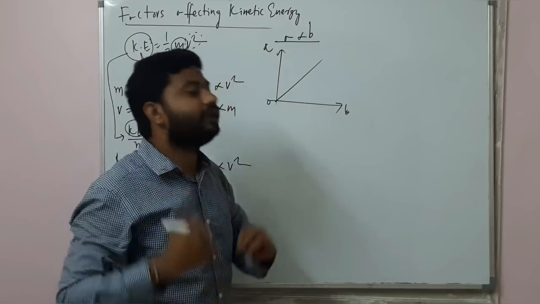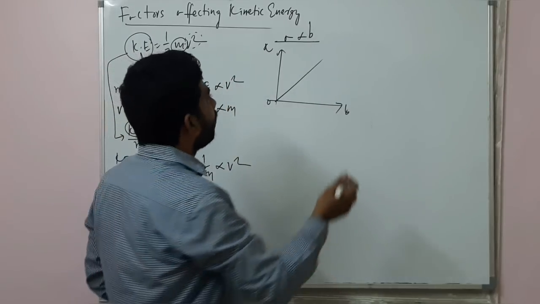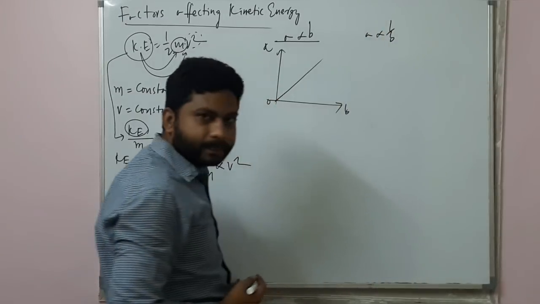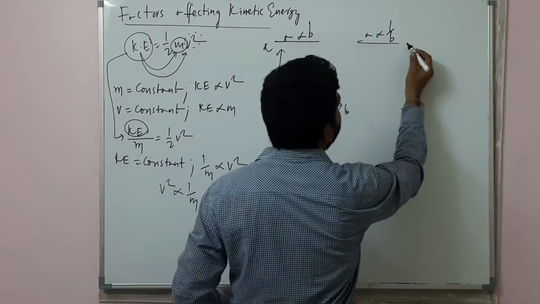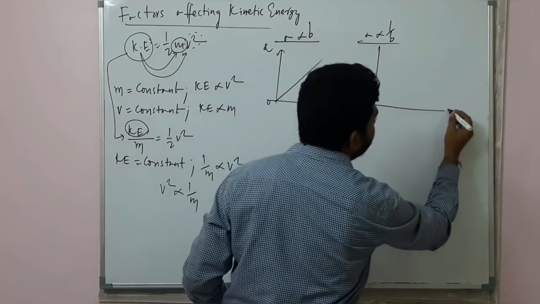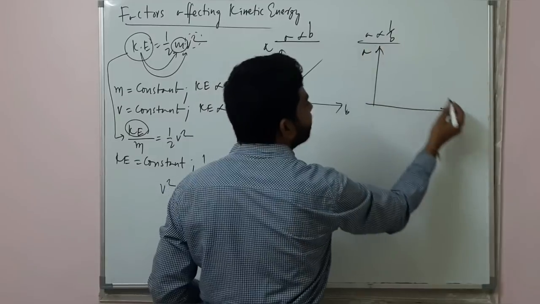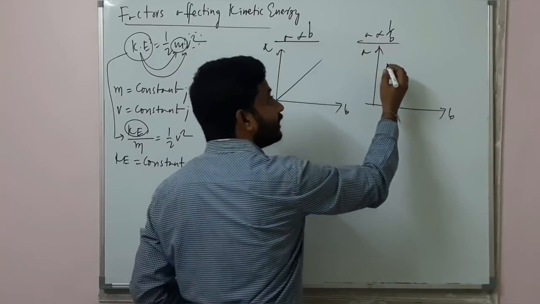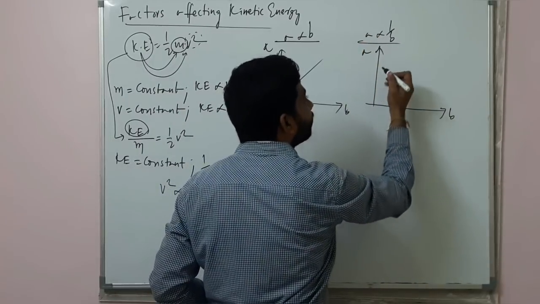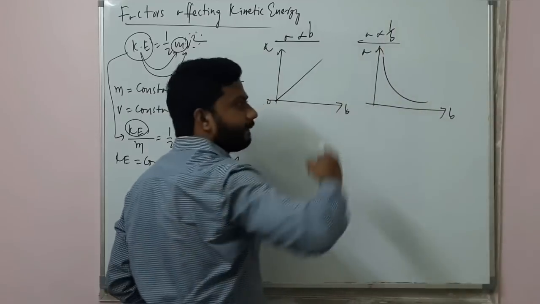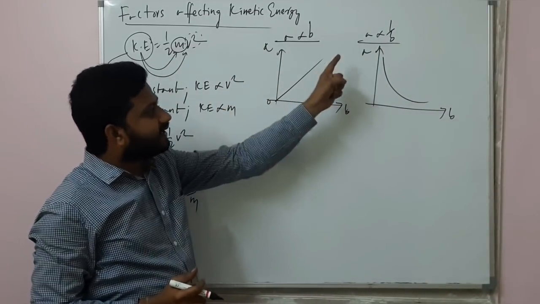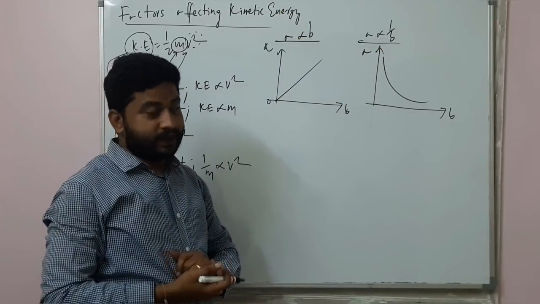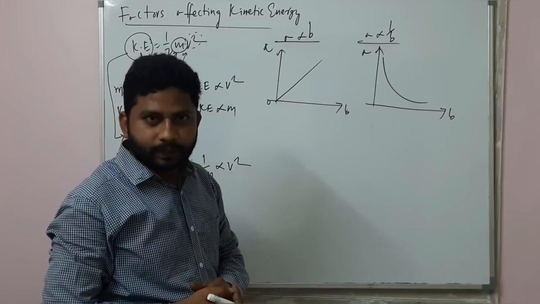Clear? Now, inversely proportional, let's see. If A is inversely proportional to B, the graph will look like this. Carefully see. This is A and this is B, inversely proportional. The inversely proportional graph will look like this. Clear? A is inversely proportional to B, this is what the graph looks like.